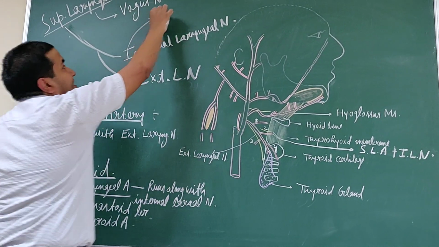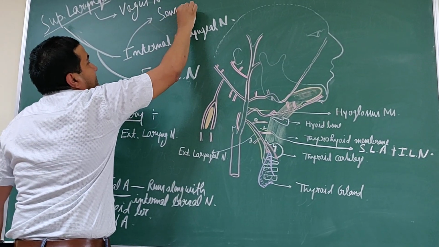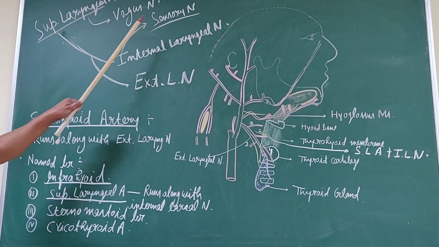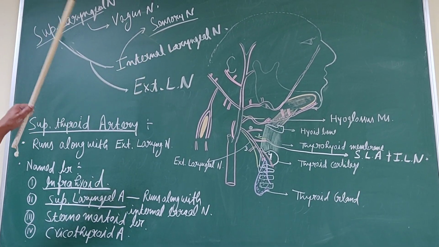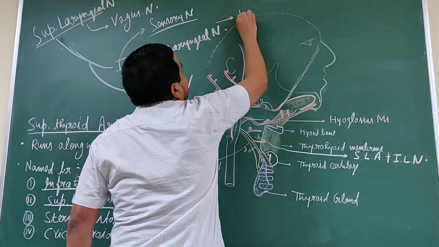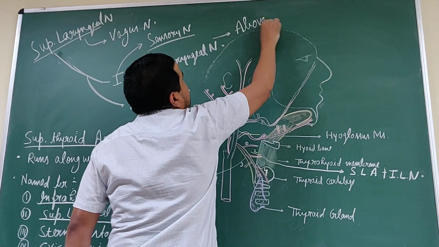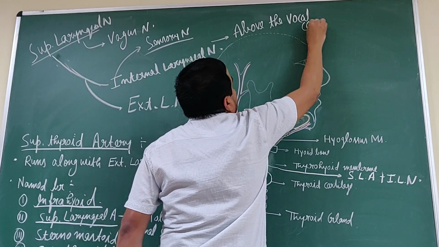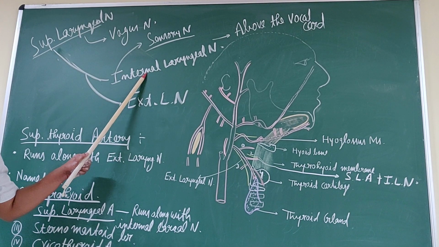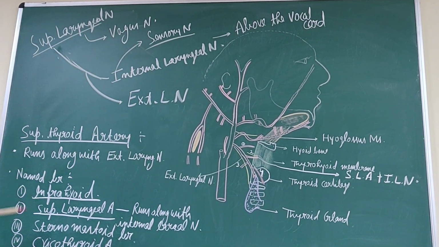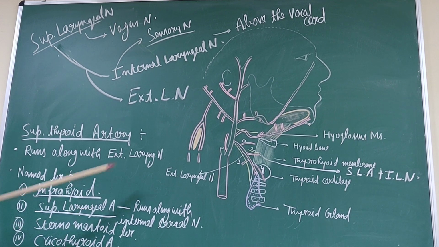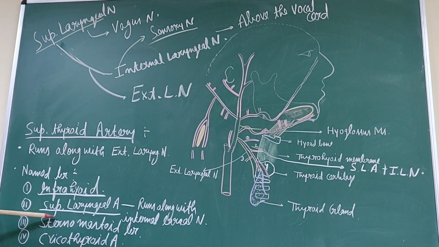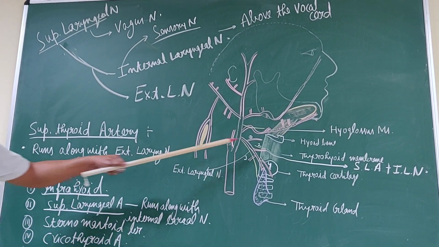The internal laryngeal nerve is the sensory nerve. It will come in the larynx. This internal laryngeal nerve supplies the larynx above the vocal cord. This internal laryngeal nerve and this superior laryngeal artery supply the larynx. The nerve supplies the sensory part, while the vessel supplies the blood, that is the superior laryngeal artery.